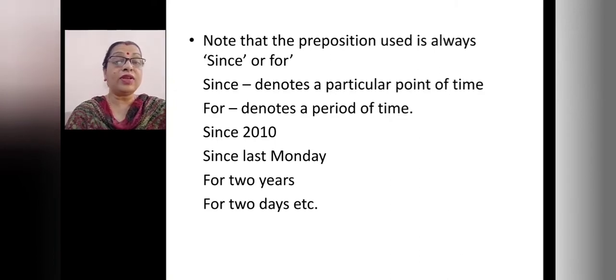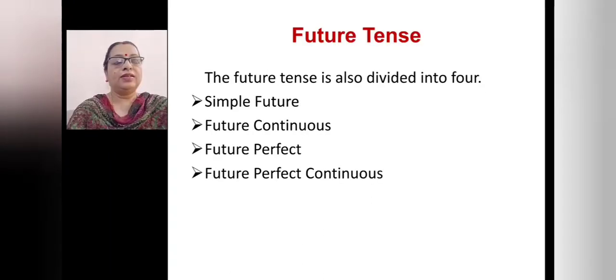Now since, when do we write? It denotes a particular point of time, and for denotes a period of time. So you will write since 2010, since 2001, like that. So that means it is just talking about a point of time, since last Monday. But when you have a particular period of time, you will write for. So for 2 years, for 2 days, etc.